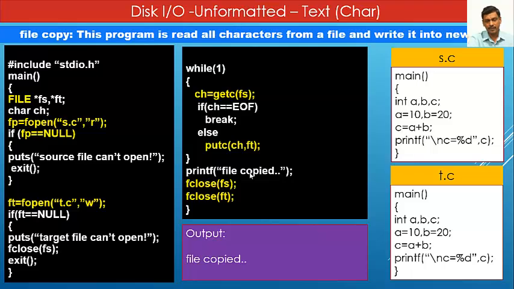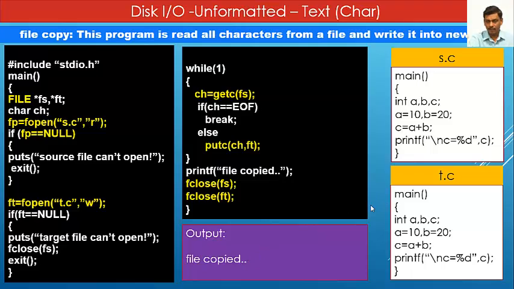Then it displays information to the user, file copied. Then we close fs and ft. We want to close the source file and the target file. Only then does it remove the stream between hard disk and RAM memory. This removes the stream between s.c and RAM memory, and this removes the stream between t.c and RAM memory. That s.c and t.c are stored in the hard disk. So after closing the two files, we terminate the main function. So it displays only file copied.